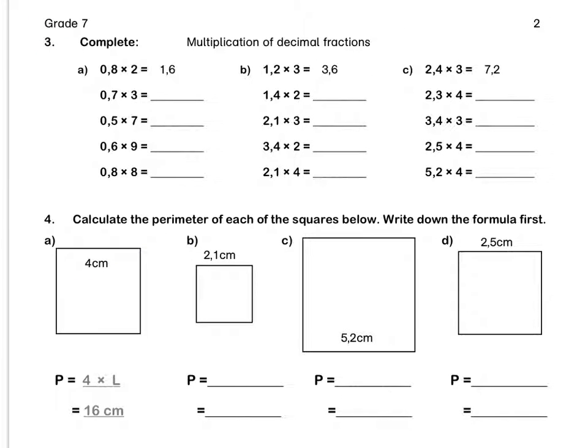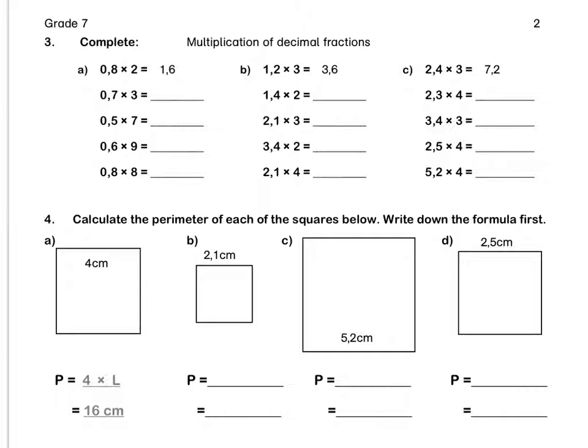Question 3. Multiplication of decimal fractions. This is some revision before we continue. For A, 0,8 times 2. 8 times 2 is 16. However, we have one decimal place in our question. Therefore, the answer is 1,6. There's one decimal place in our answer.